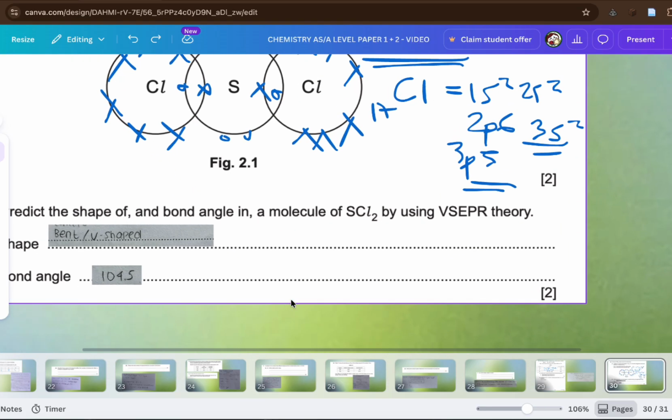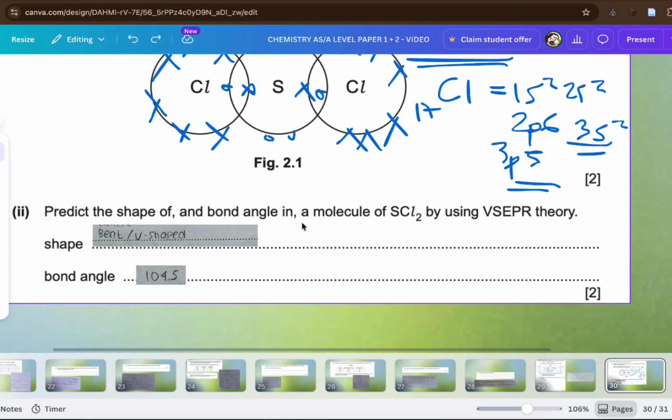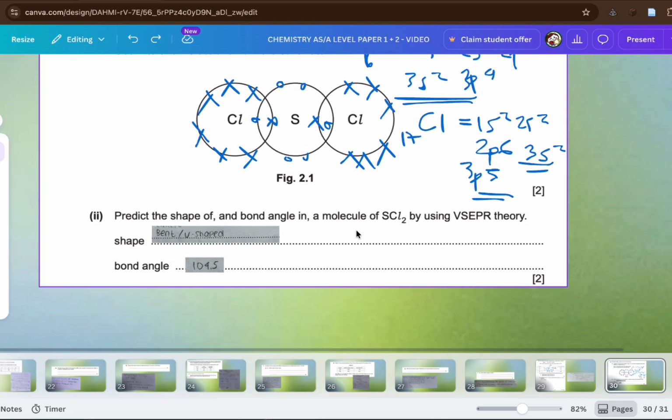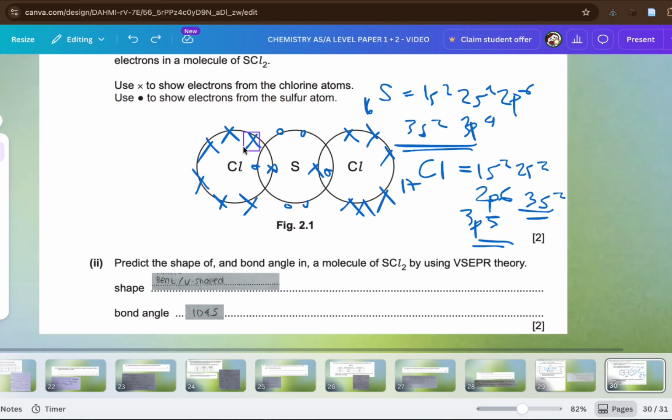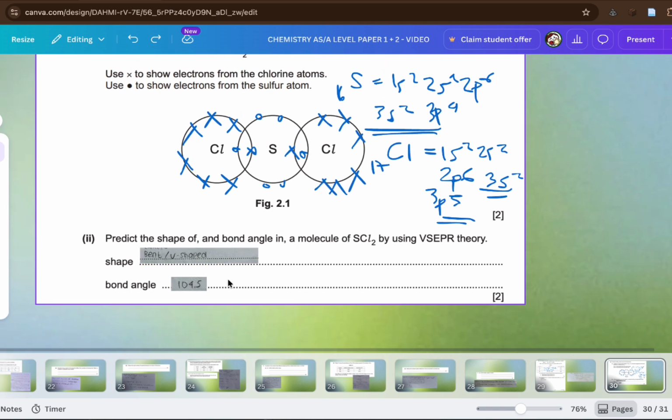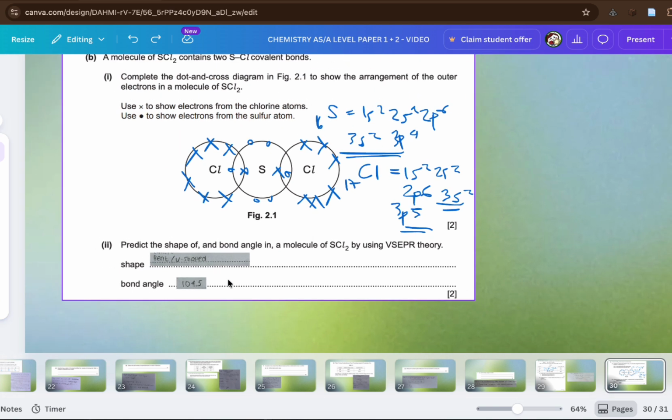Next, predict the shape of and bond angle in the molecule by using VSEPR theory. According to the bonds and number of lone pairs of electrons, this shape is bent or V shape, which has a bond angle of 104.5.